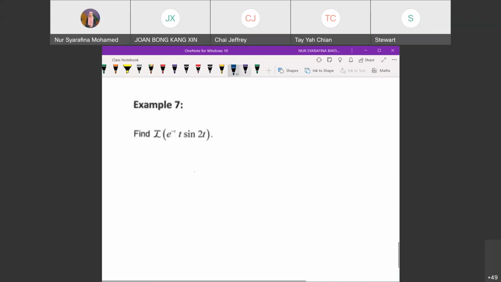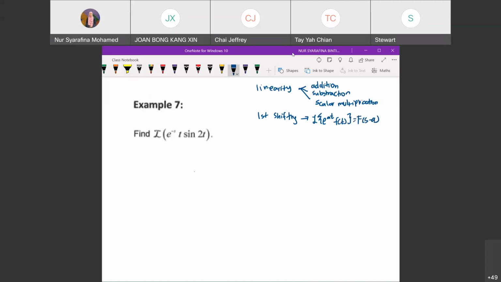What we have learned just now is linearity: addition, subtraction, and scalar multiplication. And we have first shifting. And we also have multiplication by t to the power of n.